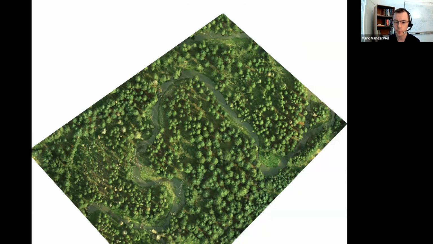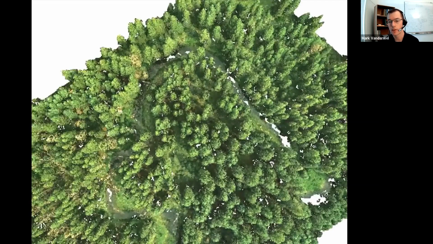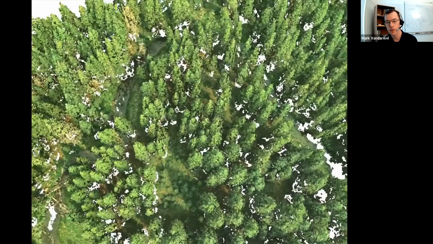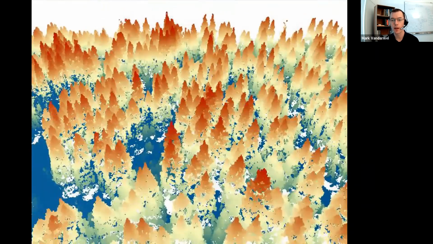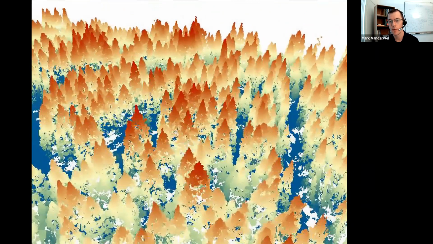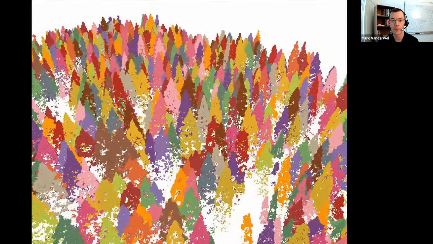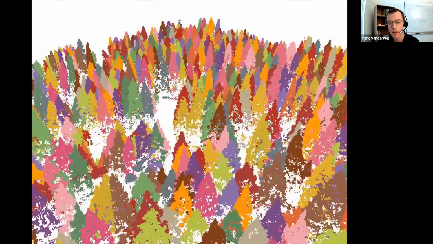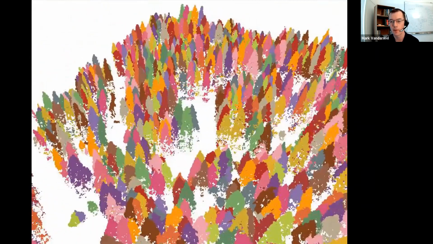Now, in addition to this orthophoto, we also get three-dimensional information on the structure of these sites. So a point cloud representing the height of individual pixels in space. We can use that information in order to really visualize individual tree crowns and apply what is called a segmentation algorithm to isolate individual trees across this site. So here, individual tree crowns are just colored in with random colors. And this gives us really detailed information on hundreds of trees that are found across this site.